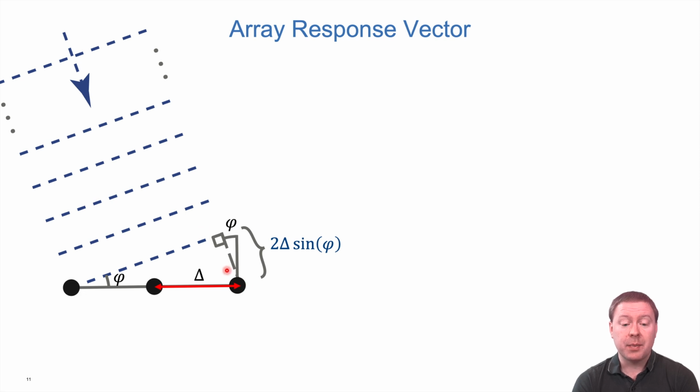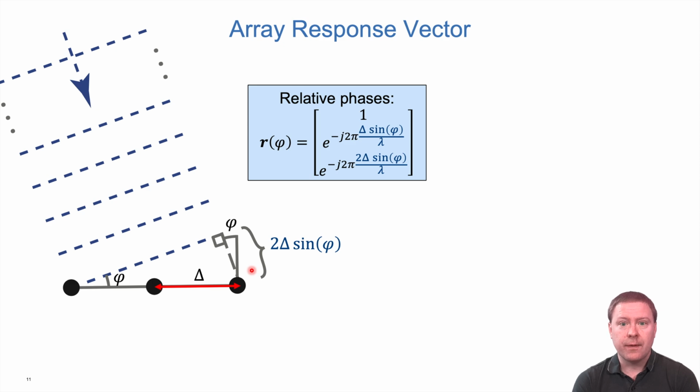And the wave needs to propagate an extra distance of delta times sine of this angle in order to reach the last antenna. This is some basic trigonometry. This turns into phase shifts, and we can capture them like this.